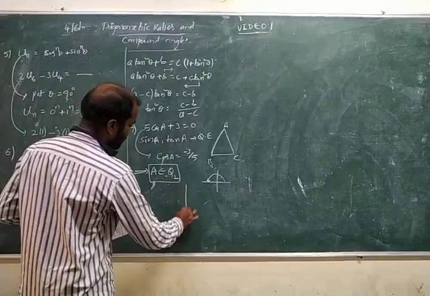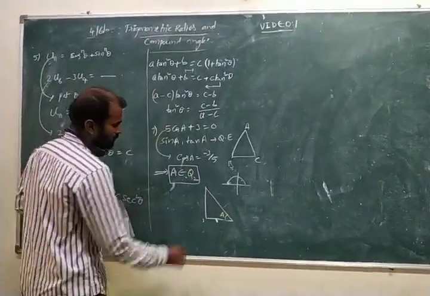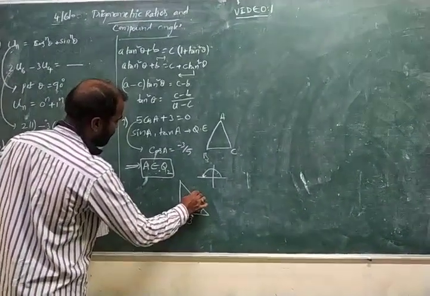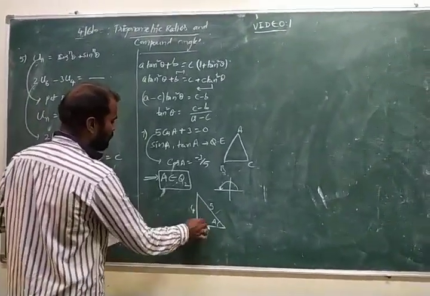Now draw the right angle triangle for cos A. This is A. Cos theta means adjacent side by hypotenuse. Adjacent side is 3, hypotenuse is 5. So the opposite side is 4. 3, 4, 5 are the sides.